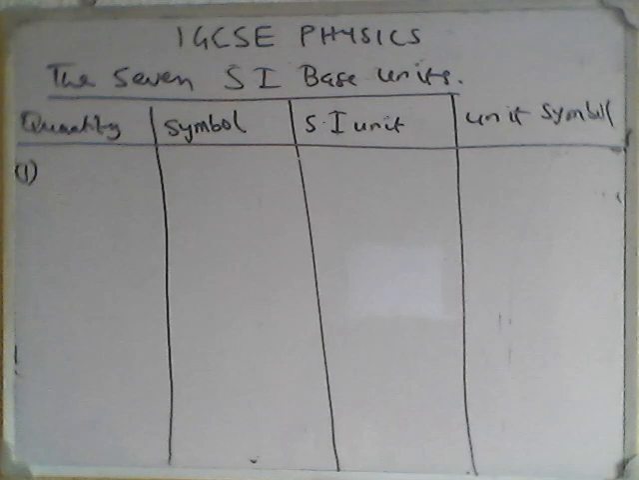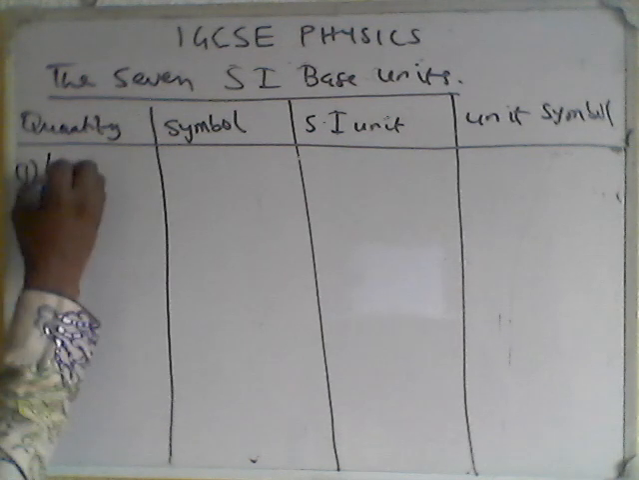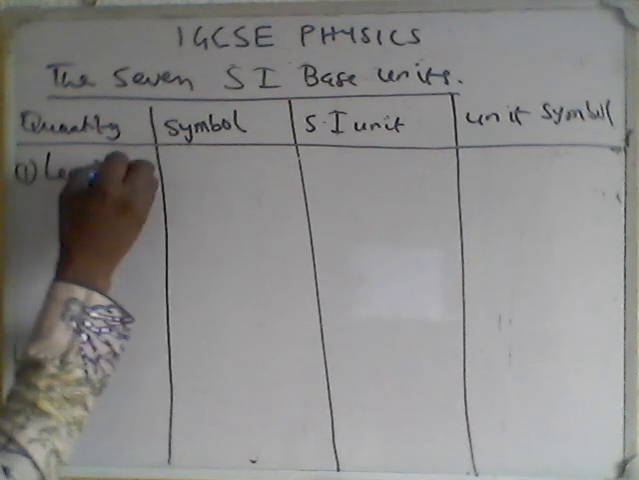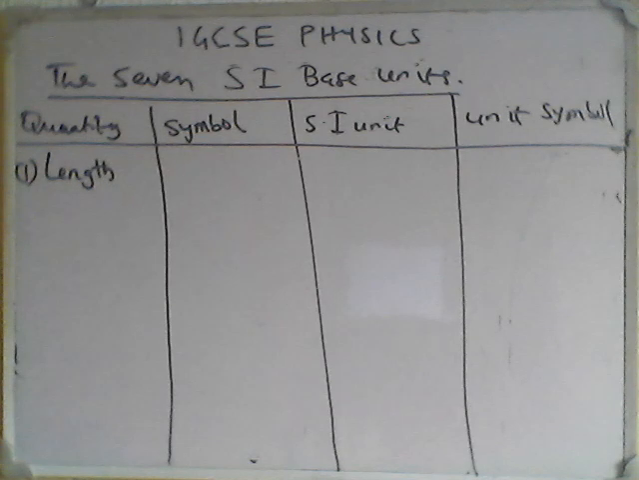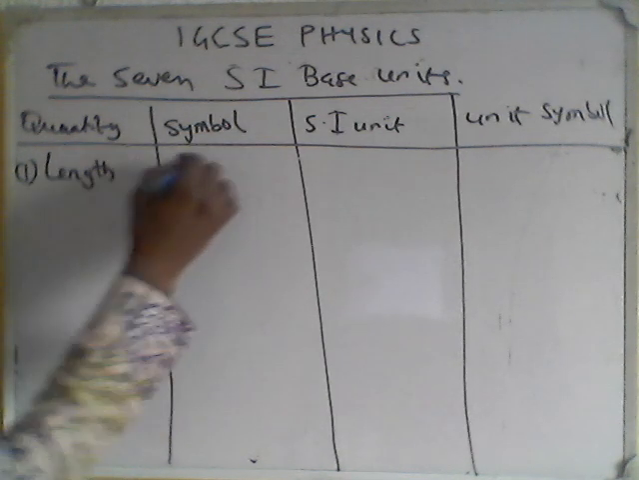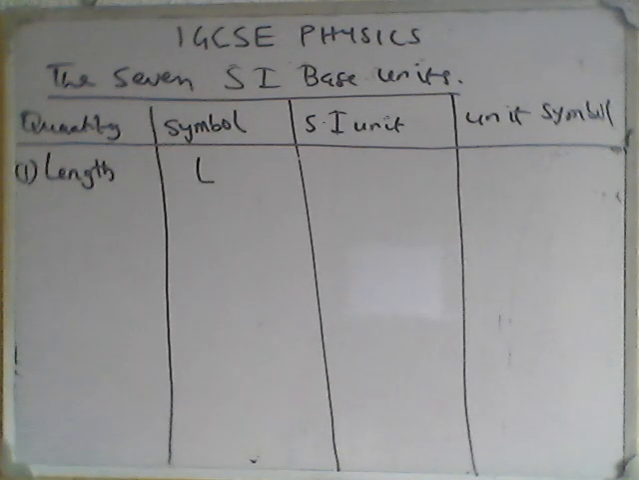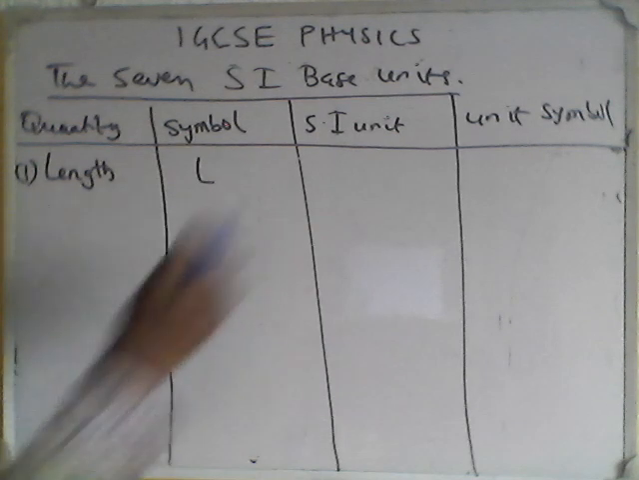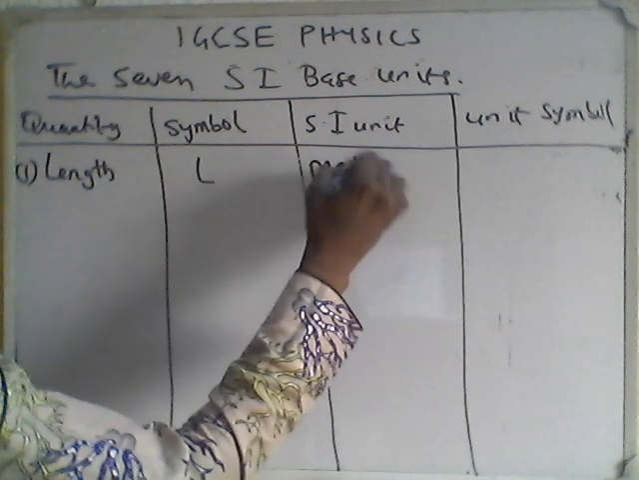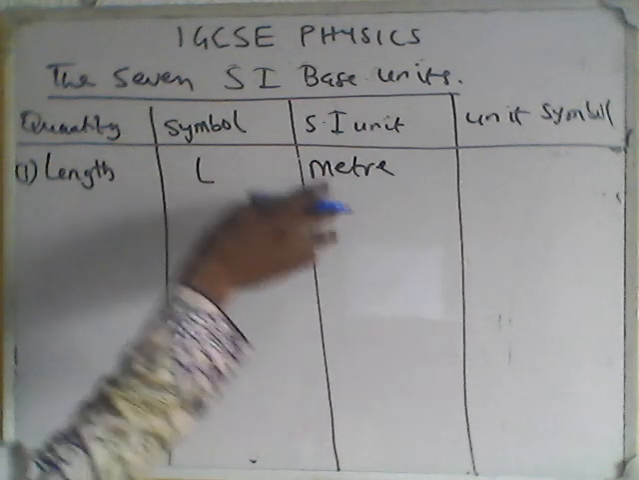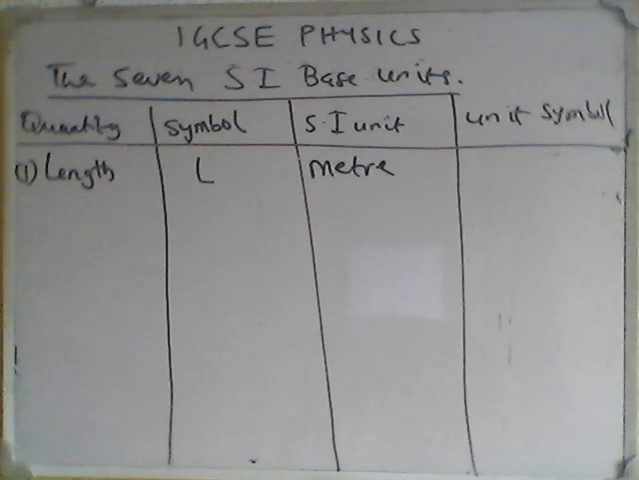The first I have is the length. The length is a basic SI unit. So the symbol for length is L. Anytime you see L in physics, you know I'm talking about length. And the SI unit is the meter. Okay, they have other units, but the meter is the standard unit that we are using.